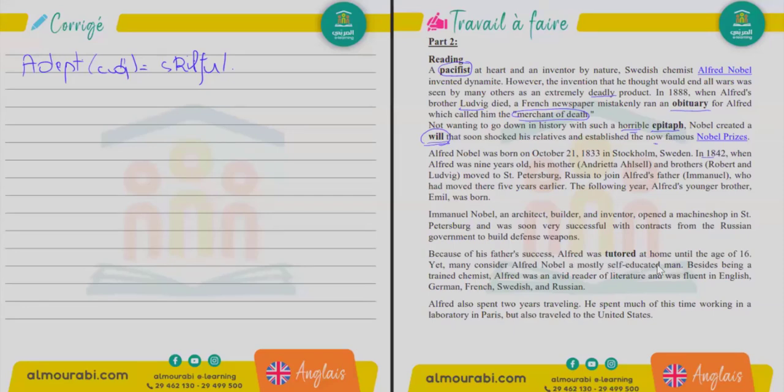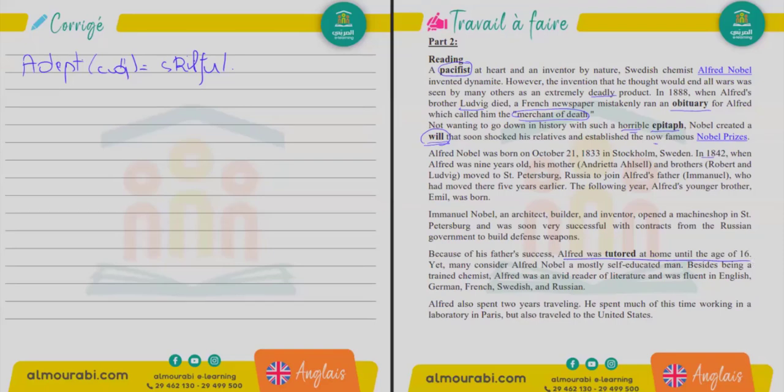Alfred was tutored at home until the age of 16. Okay, just stop here, please.